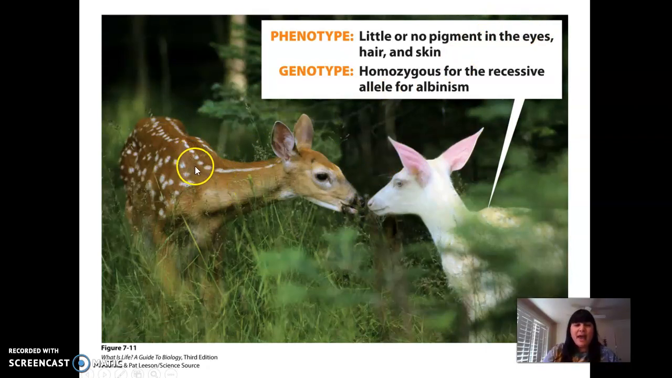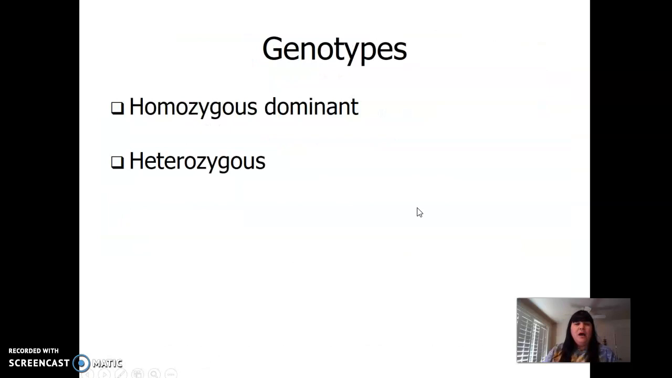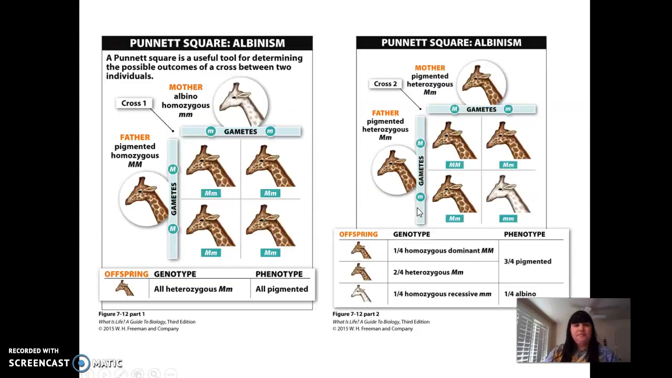This fawn has normal color. This fawn doesn't. Genotype, the actual gene combos in the body. All right. So from there, we can start predicting what's going to happen. And we have something called the Punnett square.